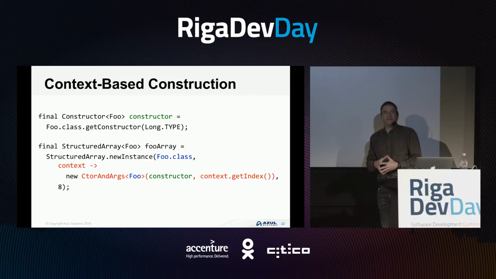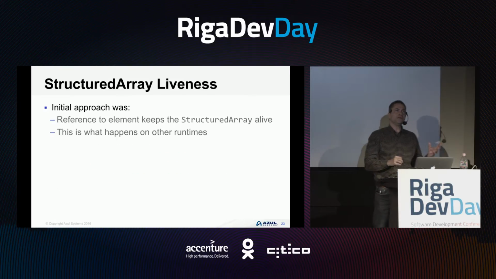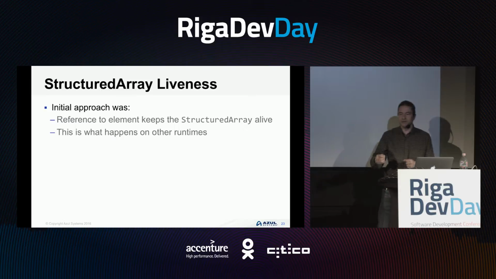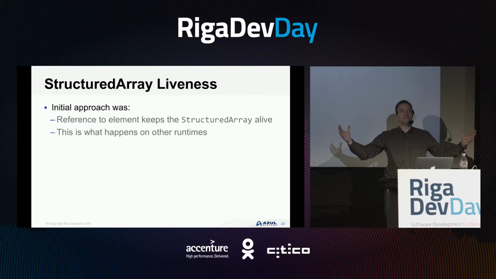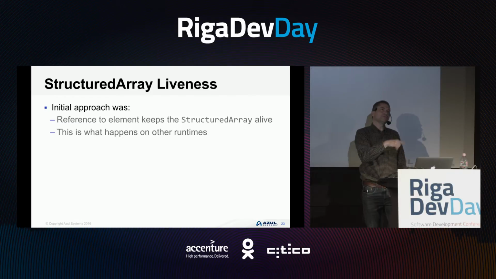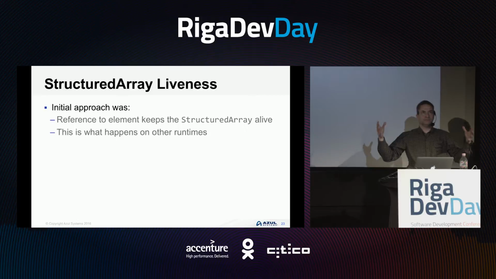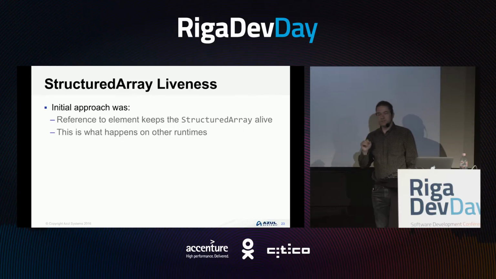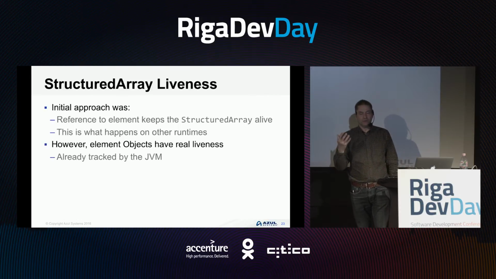So, structured array liveness. Originally, when the designers of this were thinking about this, they thought, well, if there is a reference to an element in the structured array, then we should keep the structured array alive, because that's what happens in other runtimes. If you look at C, you allocate memory for an array of structs. If you've got one of them alive, you've still got that piece of memory alive, and so you keep the whole thing alive. Okay. But in terms of Java, objects have real liveness.